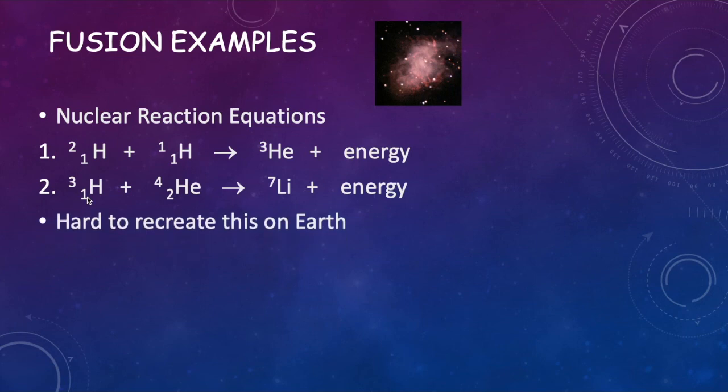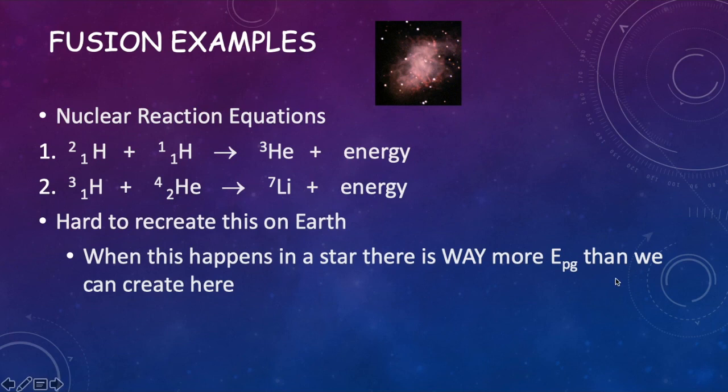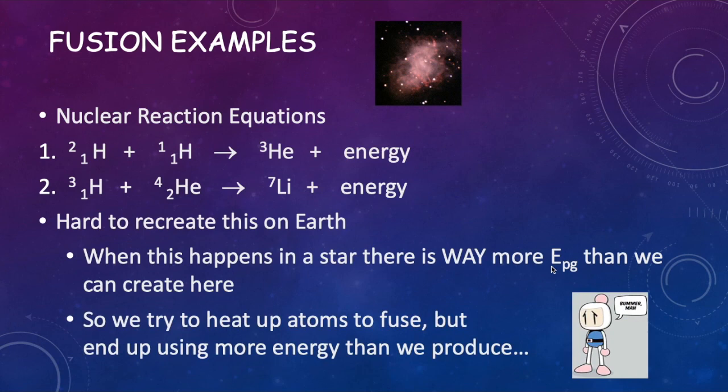It's pretty hard to recreate this on Earth because when it happens in a star, think about how much EPG there is in the star. EPG is like how much space it could move or fall. So if you're way out in space, you have a lot of room that you could move or fall. We just can't produce that much EPG here in lab. So when we try to heat up atoms to make them collide and fuse together, fusion, we end up using way more energy than we can produce. And that's just kind of like a waste of energy, right? So we have not been able to make fusion happen here on Earth, but it's something that we can study and we can theorize based on what stuff is happening in space.